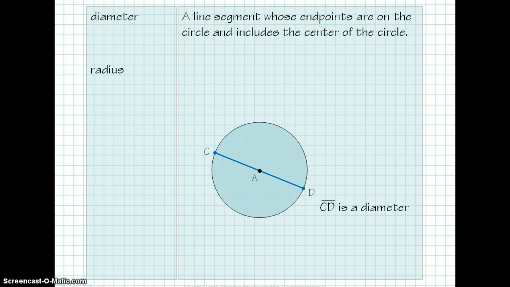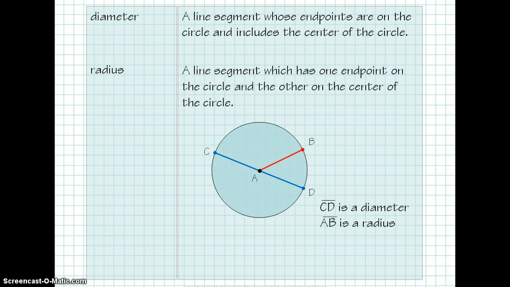Now again, reviewing what you should already know here, the diameter is a line segment whose endpoints are on the circle and that has to include the center of the circle. So in this case, CD is a diameter, and then a radius is half of that. It's a line segment that has one endpoint on the circle and the other on the center of the circle.